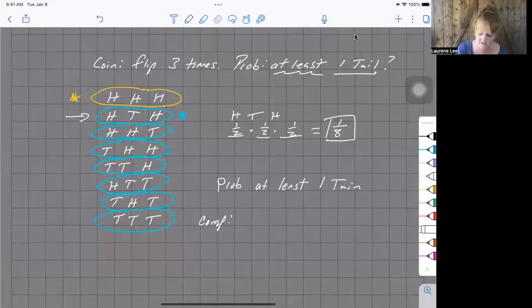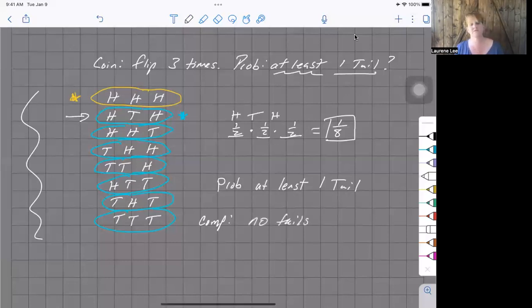Sorry, tail. I'm not spelling correctly. Okay. The probability of at least one tail, the complement's going to be everything else. You have a visual of it over here. If the blue are all the options for one tail, then the yellow is the complement of it, right? So the complement picture-wise is the yellow. In English, what we'd say is the complement is no tails.